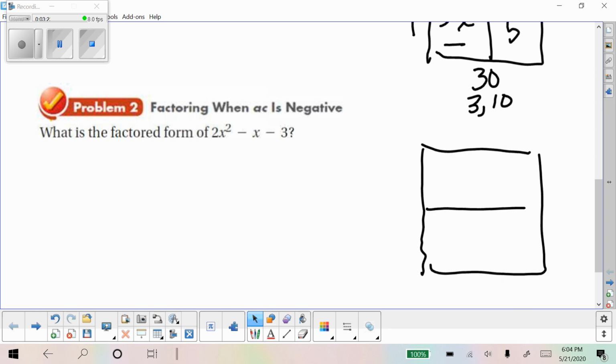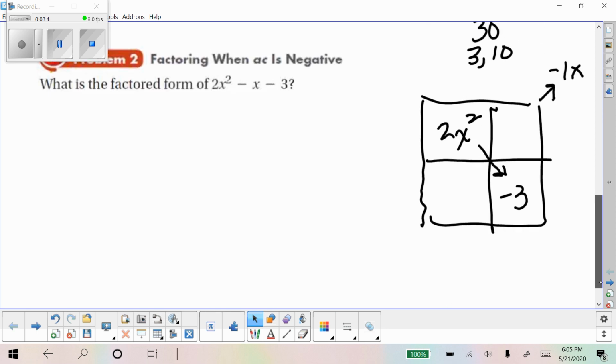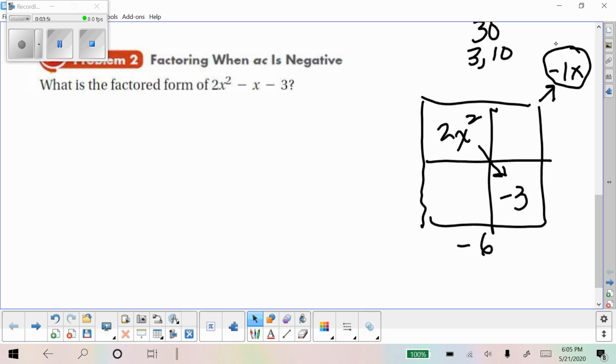So I'll make my little box here, and I'll put my 2x squared here. I'll put a negative 3 here. I know that this diagonal row here will add up to negative 1x, so together they'll add up to negative 1. And I'm going to multiply these two so I know what my target number is for my factors, and that's negative 6. So I need two numbers that have a product of negative 6, and when I add them together, they're negative 1. So basically what I'm saying is the factors are 2 apart.